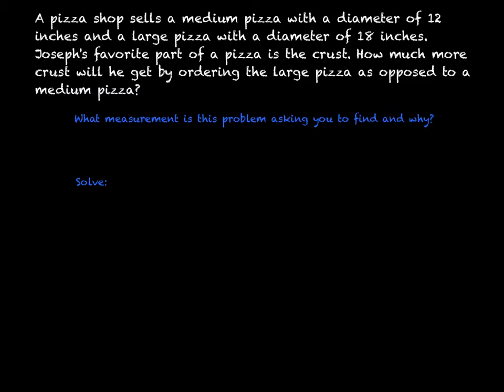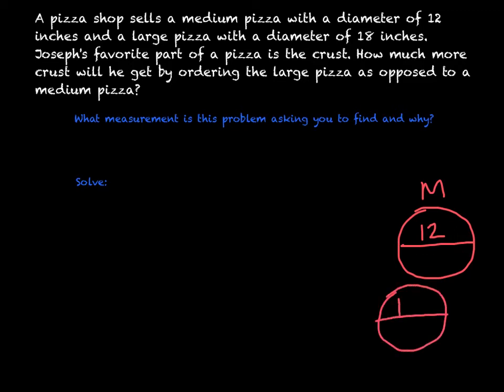All right, next situation. A pizza shop sells a medium pizza with a diameter of 12 inches. So I'm just going to draw it over here. So this is the medium, and the whole diameter is 12 inches. And it sells a large pizza. Notice these are not drawn to scale. A large pizza with a diameter of 18 inches. Joseph's favorite part of the pizza is the crust. How much more crust will he get by ordering the large pizza as opposed to a medium pizza?